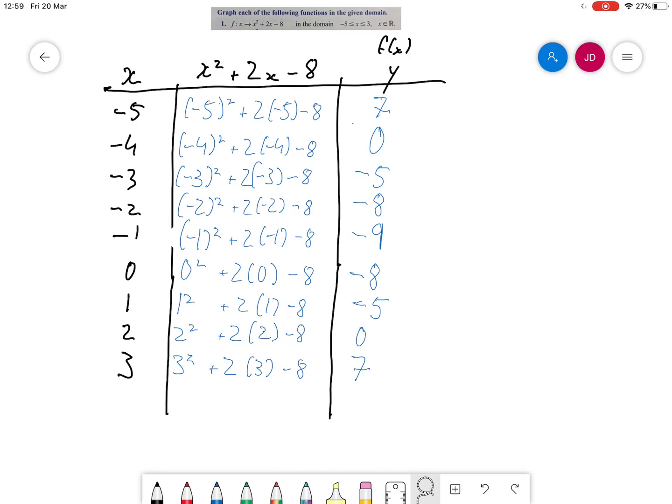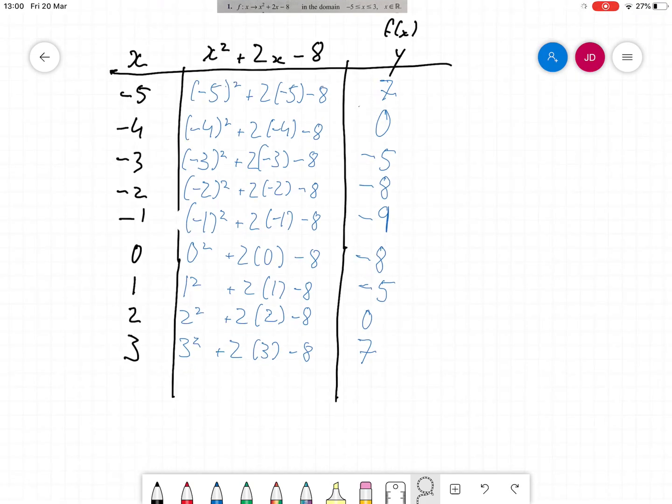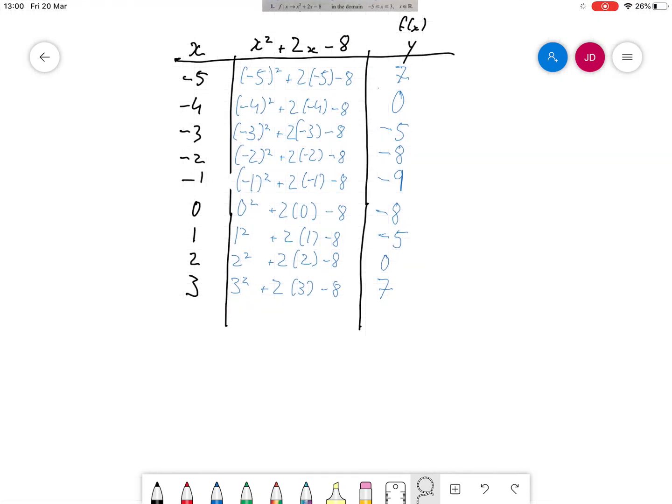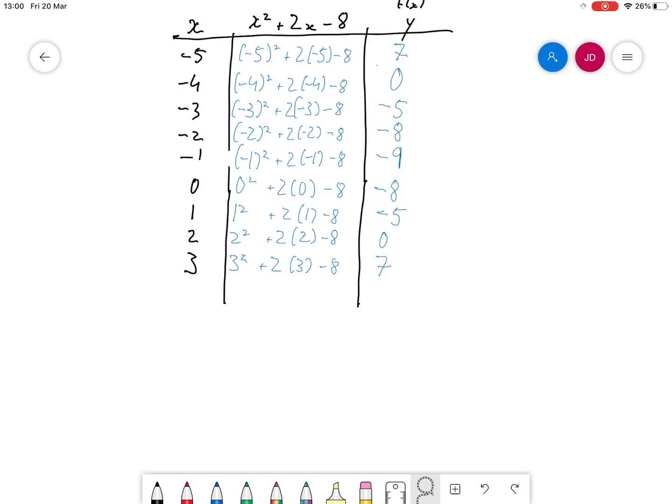So, the next step I'd suggest is listing all your points. Let's bring it down here. We need to match up our x and y values. This will make life easier for us when we go to draw our graph. So we have the point minus 5, 7. We have the point minus 4, 0. We have the point minus 3, minus 5. We have the point minus 2, minus 8. We've got the point minus 1, minus 9.